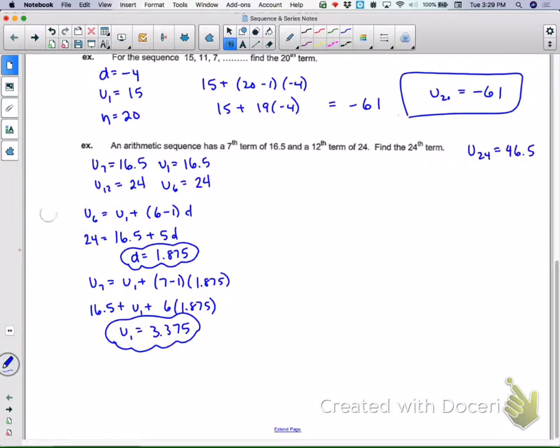But I want to show you another way of doing this, okay? So what if we write a system of equations, okay? So u sub 7 is u sub 1 plus 7 minus 1 times d. u sub 7 was 16.5.